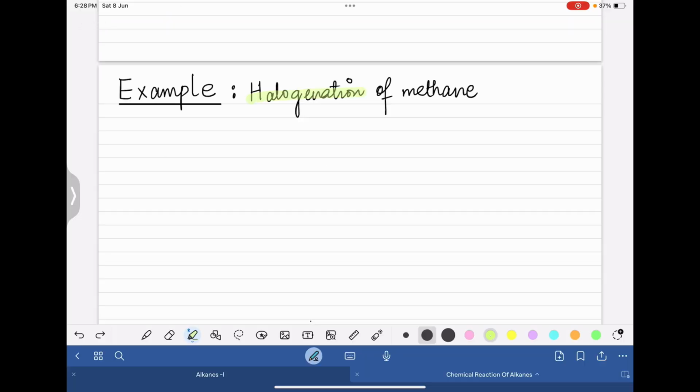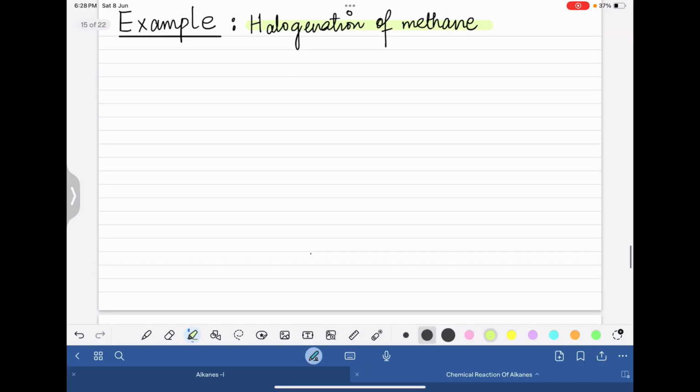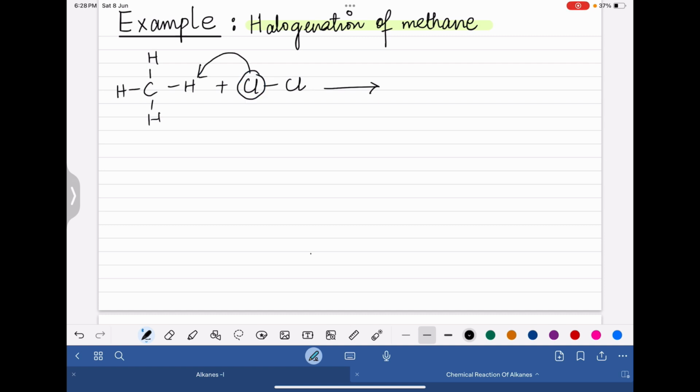Let's do the halogenation of methane. So, I will first draw the displayed formula of methane. CH4 plus Cl2. Chlorine will take the place of hydrogen atom and hydrogen atom will take the place of chlorine here. The products are CH3Cl with hydrogen chloride gas.